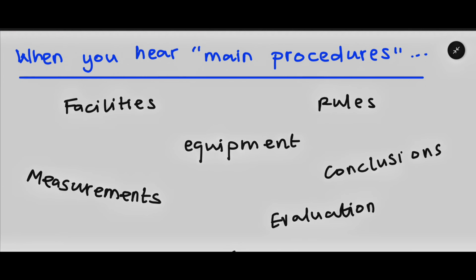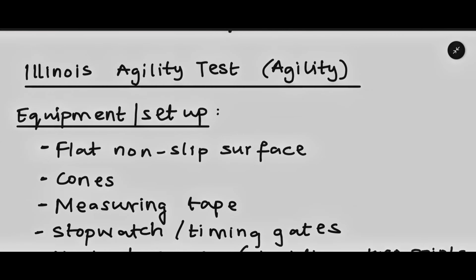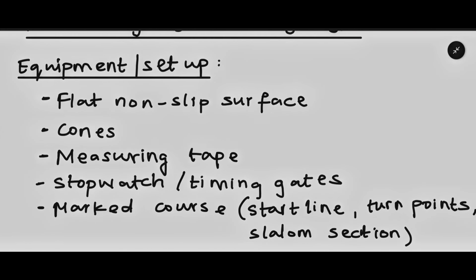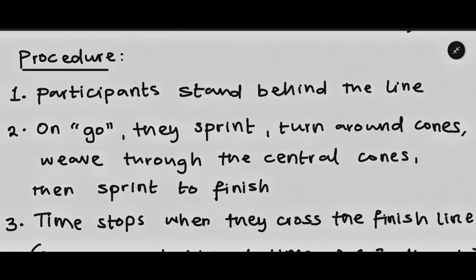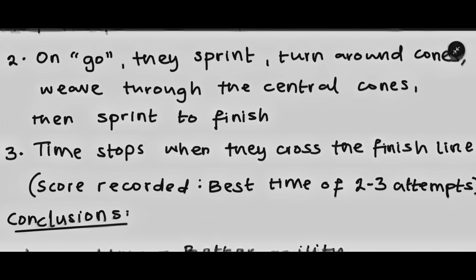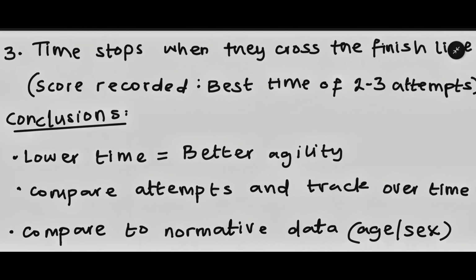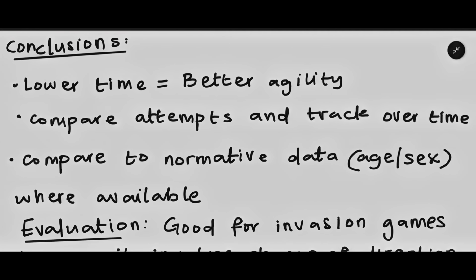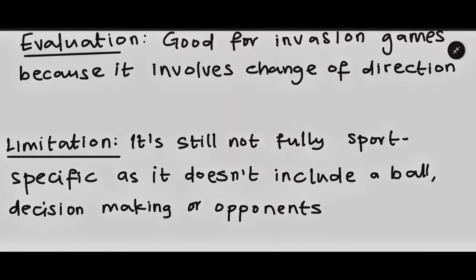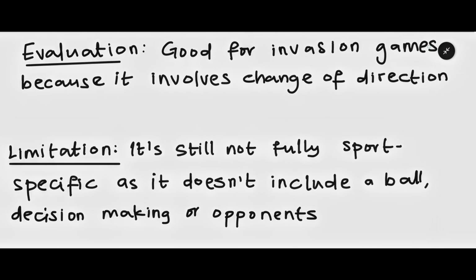So now let's go through each fitness test and we're going to look at the main procedures for each of these. Pause the video where you need to take notes. First, we're going to start with the Illinois agility test. We have the equipment and setup. We have the procedure, step 1, step 2, step 3, the conclusion, the evaluation, including its limitation.